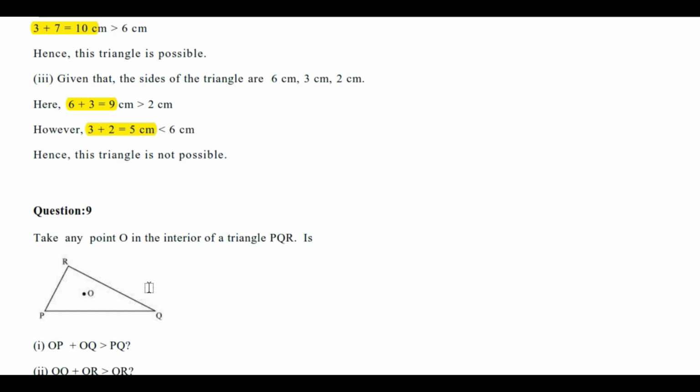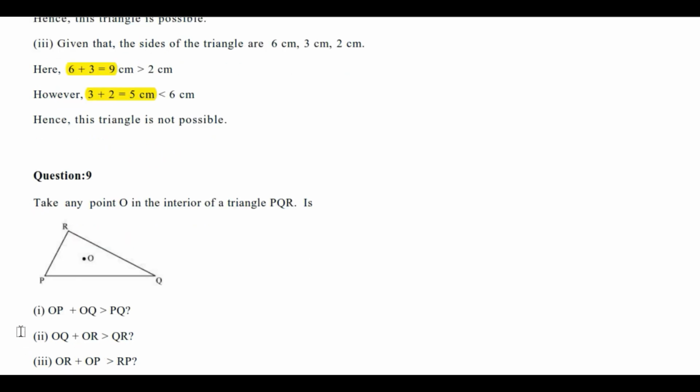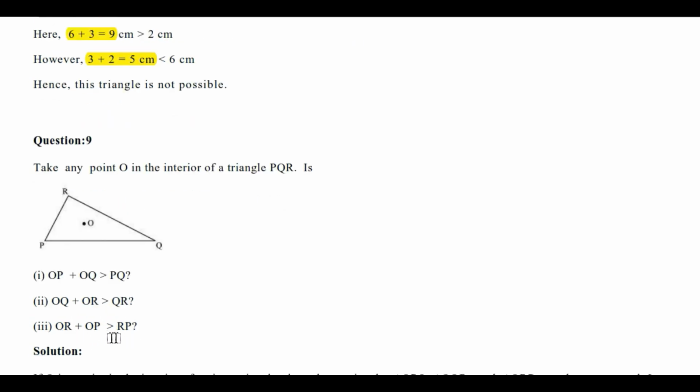Question number 9. Take any point O in the interior of a triangle PQR. Now we have to tell whether OP plus OQ is greater than PQ, OQ plus OR is greater than QR, and OR plus OP is greater than RP. Okay, now see what you need to do after this. Draw lines. First take any point, then draw lines from the vertices.